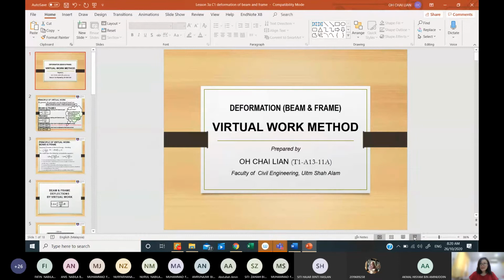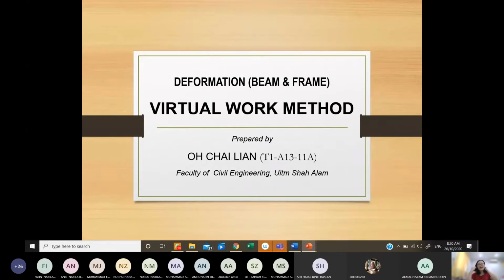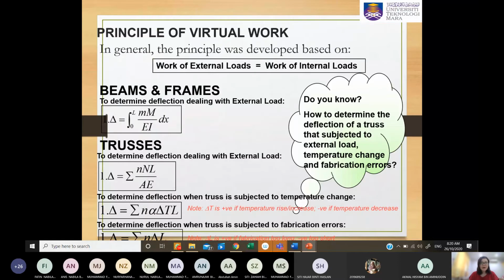The virtual work method has been explained in your reading material in our week 1 lesson. If you want to understand more about the virtual work method, please refer back to what we have learned in the first week. But today we are going to directly use this virtual work method for the beams and frames, and it is different.